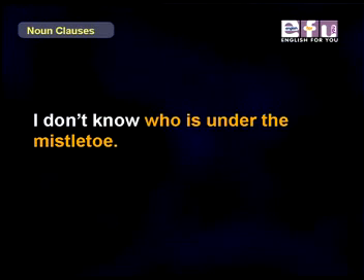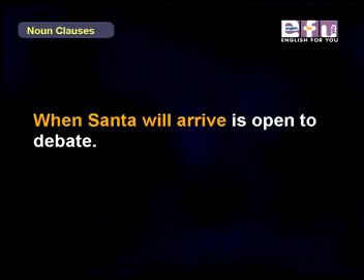In the third sentence, who is under the mistletoe is the noun clause. It's used as the object of the verb know. And in the fourth sentence, when Santa will arrive is the noun clause. It's used as the subject of the sentence.